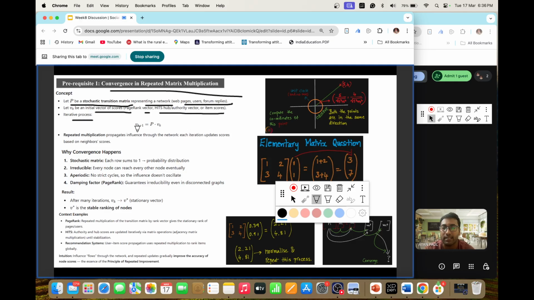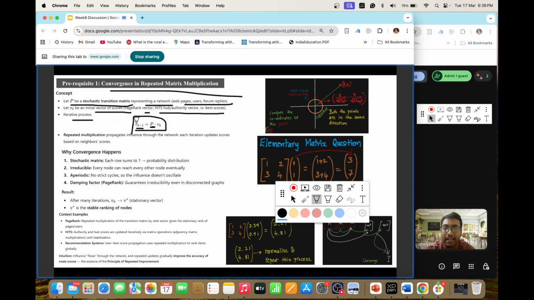This is the iterative process. The Vk plus 1 vector will be equal to P into Vk vector. P is the matrix and Vk is the vector. So Vk plus 1 vector will be given by P matrix into Vk vector. Again I am repeating, P is a stochastic transition matrix. What is a stochastic matrix? Rows or columns usually sum to 1. So P is that matrix, and V naught is an initial vector of scores.